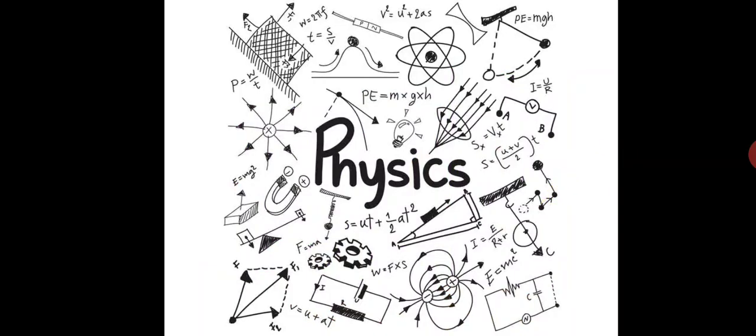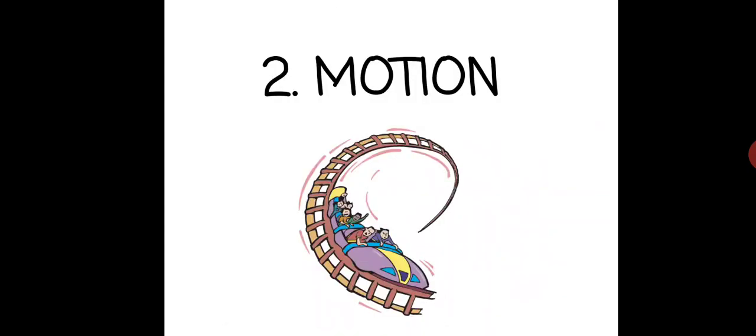Today we are going to start a new lesson in physics. Till last class we have completed one lesson each in physics, chemistry and biology. In physics we completed measurement, in chemistry we completed matter around us, and in biology we have completed animal kingdom. Today we are going to start a new lesson in physics. The second lesson we have here is motion.